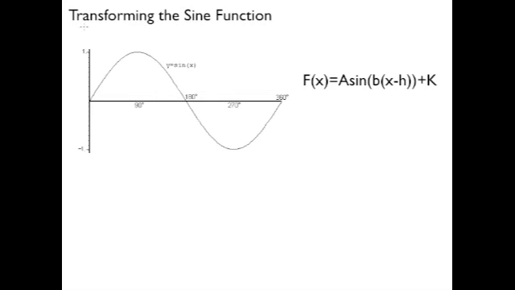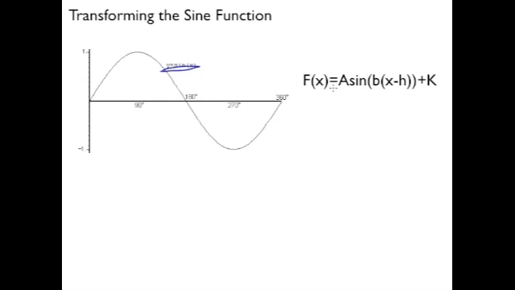It's time for us to look at transforming the sine graph. So first of all, here is the parent function y equals sine x that has not been manipulated at all. And over here is the equation for if you are going to transform the sine function. It is a sine parentheses b parentheses x minus h parentheses parentheses plus k. So let's talk about what each of these things mean.